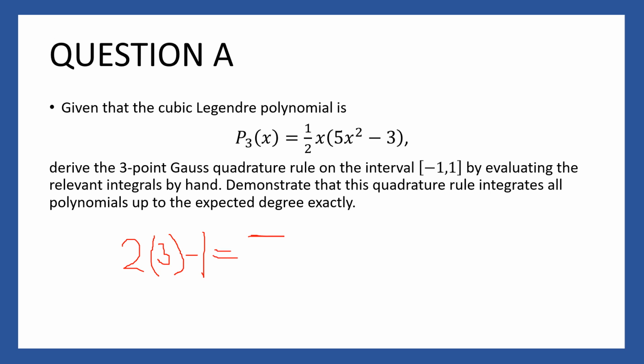So what that means is that if we have our 3-point Gauss quadrature rule, after we have finished getting this rule, it should be able to integrate all polynomials up to the order of 5 exactly. That's what that part of the question is asking us to demonstrate. So we'll go right into the solution.